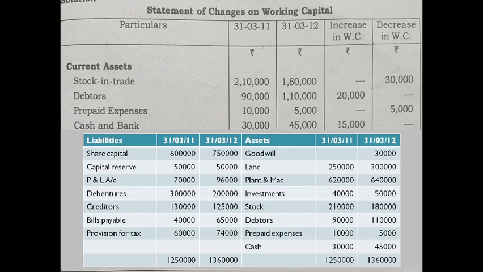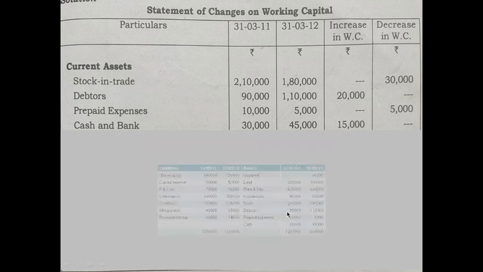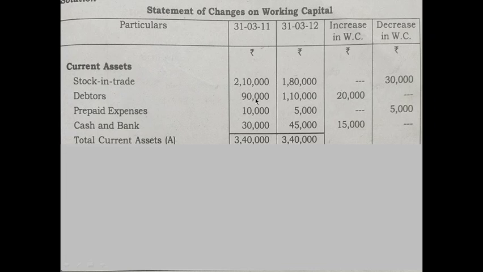Once you have dealt with all the current assets in the statement, you have to take the total of the current assets. You all know how to take the total: first column total, followed by second column total. You can see that both the amounts remain the same. After the totaling of current assets, you have to go for the current liabilities.